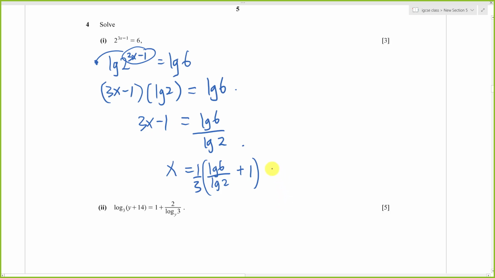So I plus 1, then divide by 3. Now I will type everything into my calculator. The fraction first, log 6 over log 2, and then plus 1, and then divided by 3. So my final answer should be 1.19. Yep, I hope you guys will get the same answer as me. Alright, so next one.